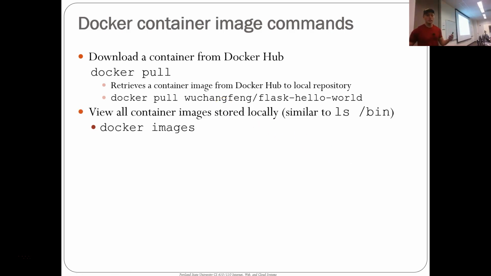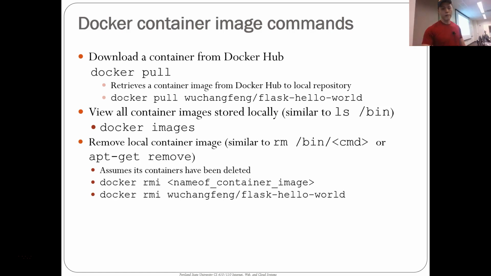If you want to see all of the images stored locally, then it's just Docker images. And this is similar to doing an ls of /bin. Like you see all the binaries that are on your file system. Docker images is basically like doing an ls on your containers that you have locally.